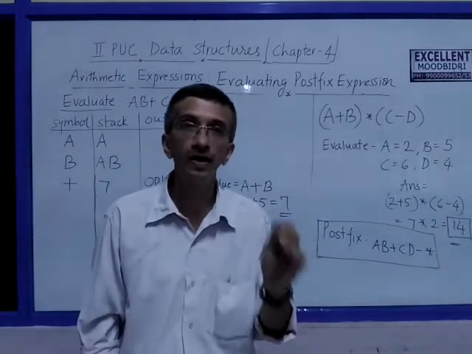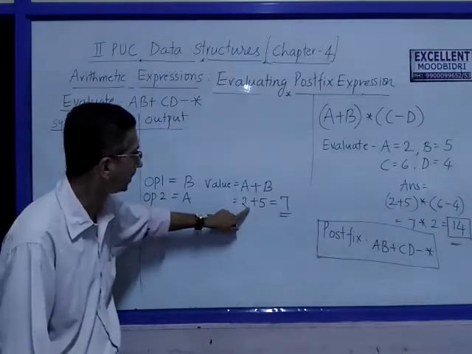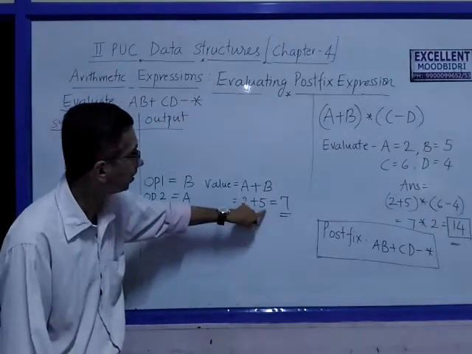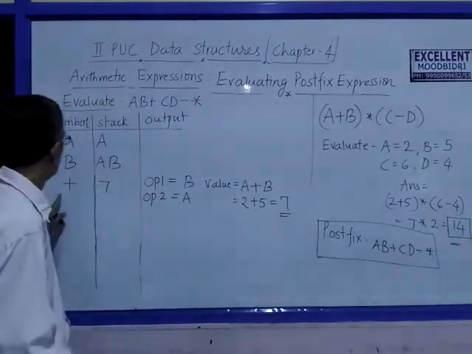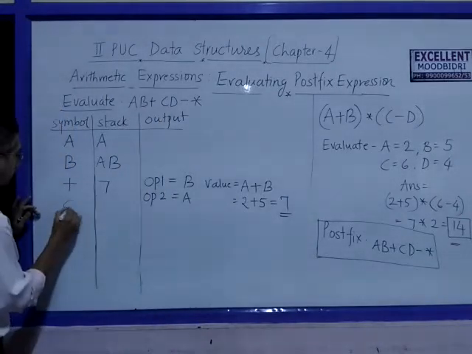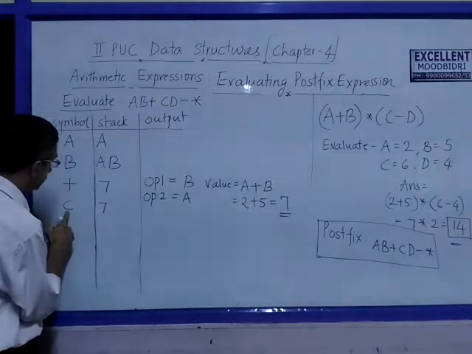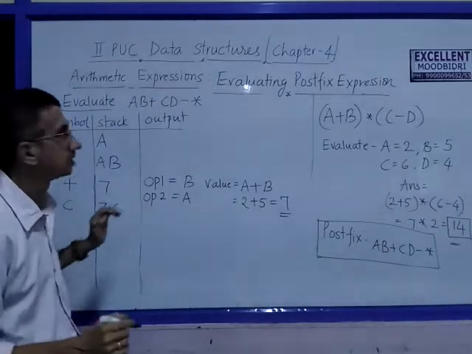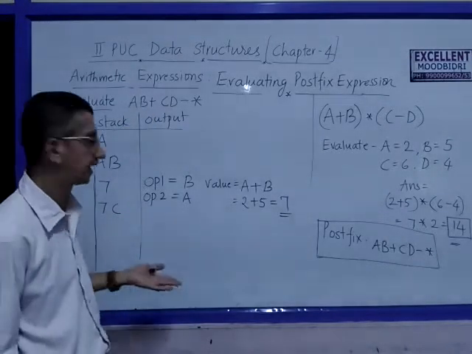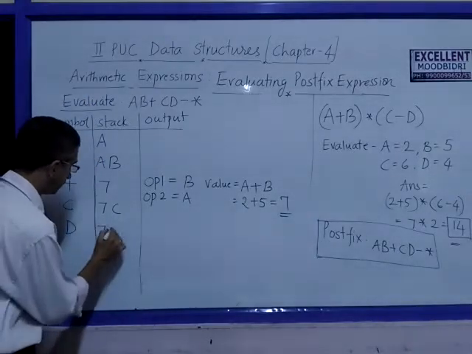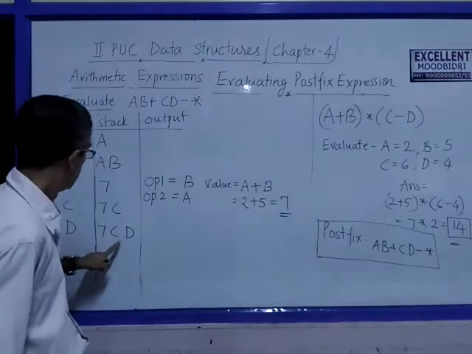So whenever you encounter an operator, we have to pop twice and do the necessary operation like operand 2, operator, operand 1. The value obtained is again pushed onto the stack. The next symbol is C. C is an operand, push onto the stack. So the stack is 7, then C. The next is D. D is also an operand, push onto the stack. So 7, C and D.